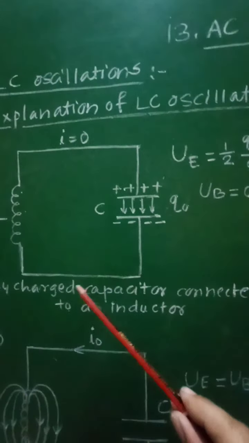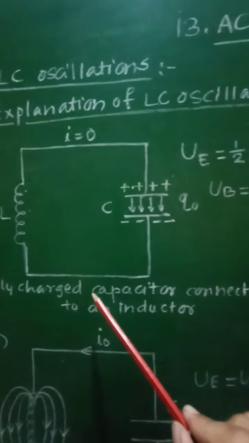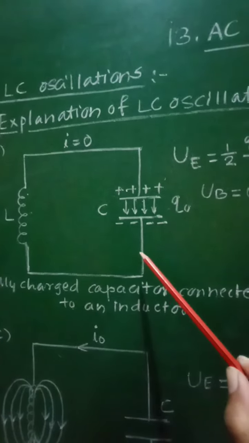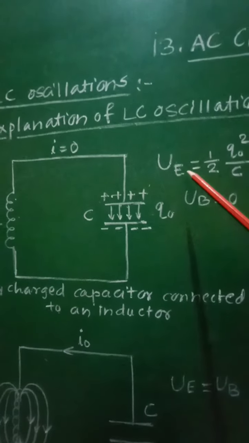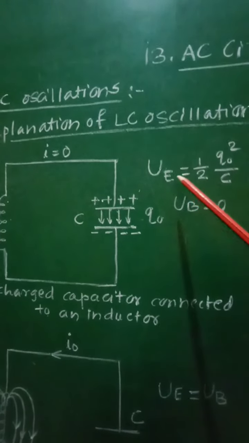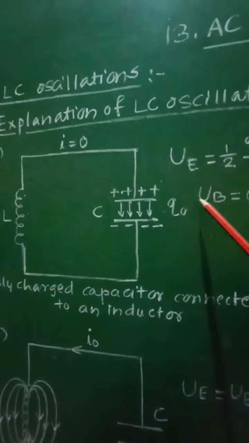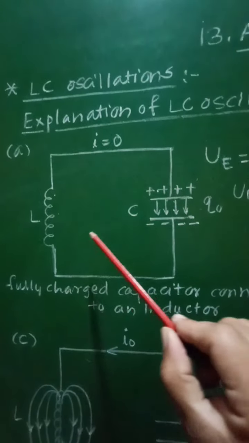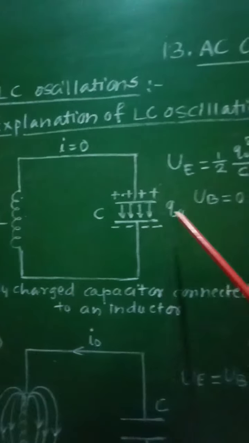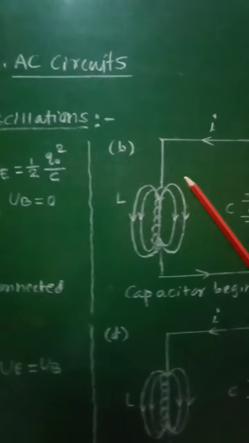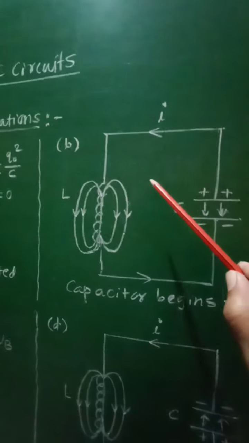That means when that fully charged capacitor is connected to an inductor, at that time it will possess only electrostatic energy in the capacitor, and the magnetic energy in the inductor will be equal to 0. Now let us see the second case, that is B.